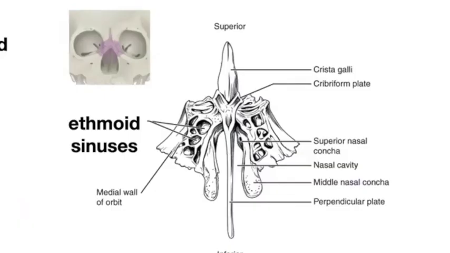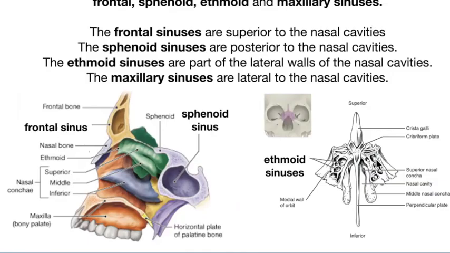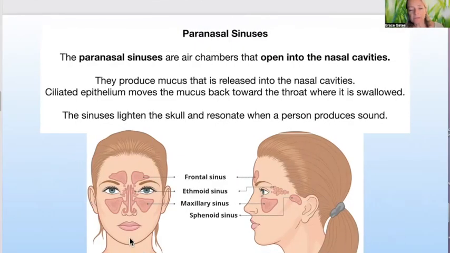The ethmoid sinuses are part of the lateral walls of the nasal cavities. And the maxillary sinuses are lateral to the nasal cavities. They're not shown in the pictures that I have on this slide, but we can see the frontal sinus, the sphenoid sinus, and the ethmoid sinuses in this picture, okay? The maxillary sinuses are seen in this picture. Here they are in the maxillary bones, seen in this anterior view and in this lateral view.